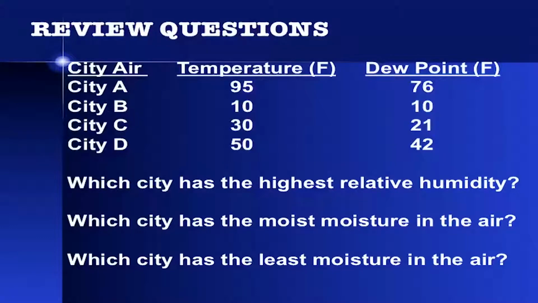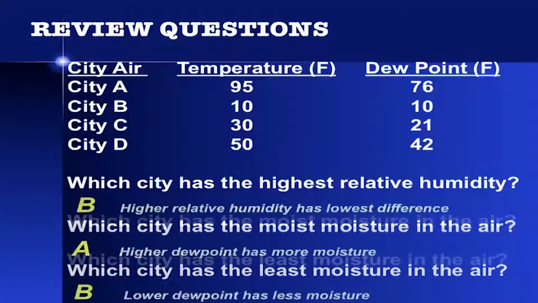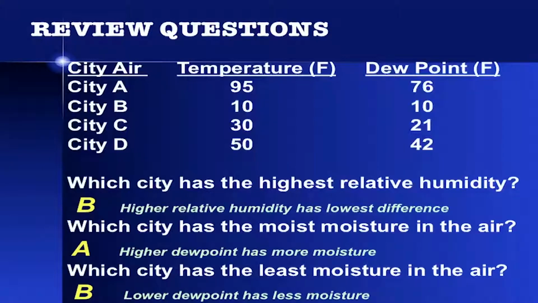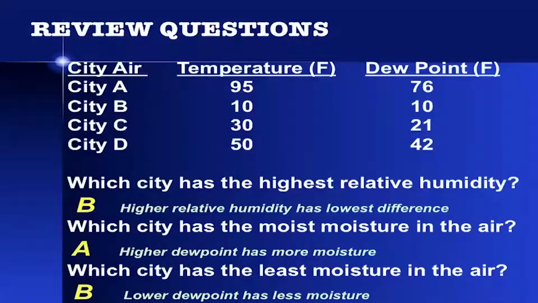All right, remember that the higher the dew point, the more actual water and moisture there is in the air. The difference between those two temperatures tells you what the relative humidity is. So which city has the highest relative humidity? That's going to be B, because city B has a temperature of 10 degrees and a dew point of 10 degrees. There's no difference there, so it's at 100% relative humidity.